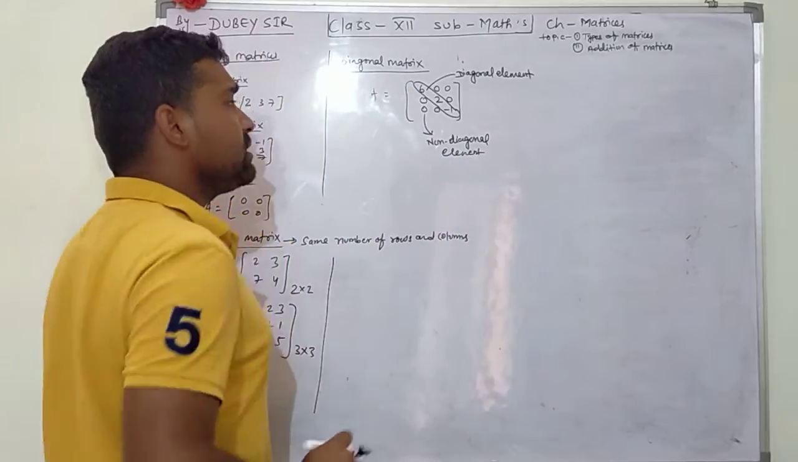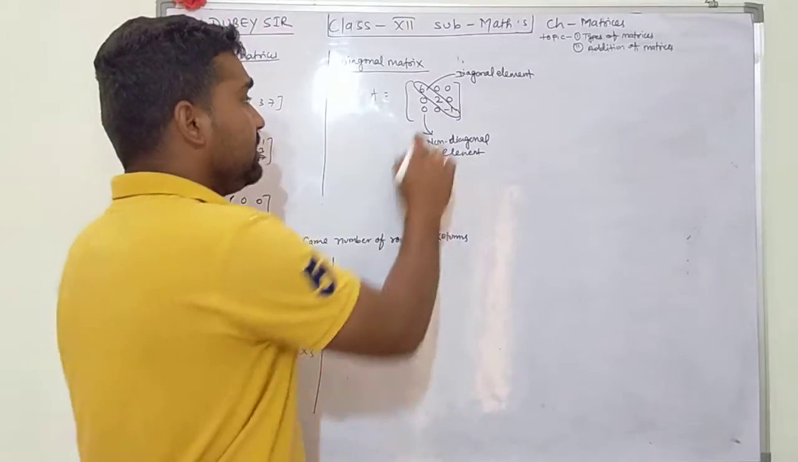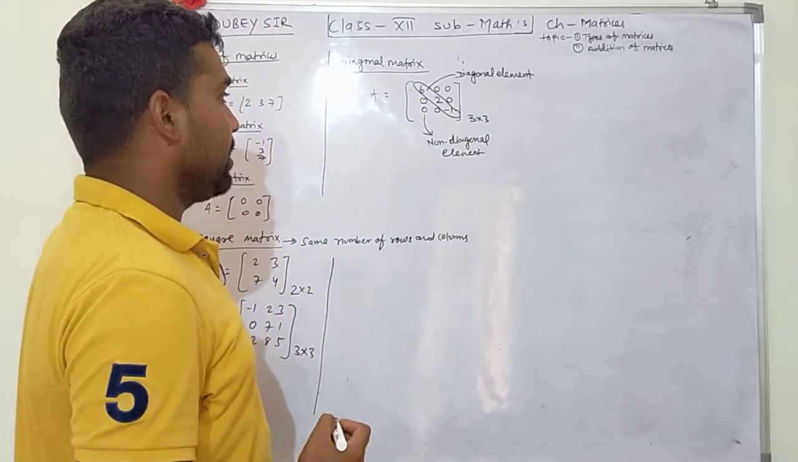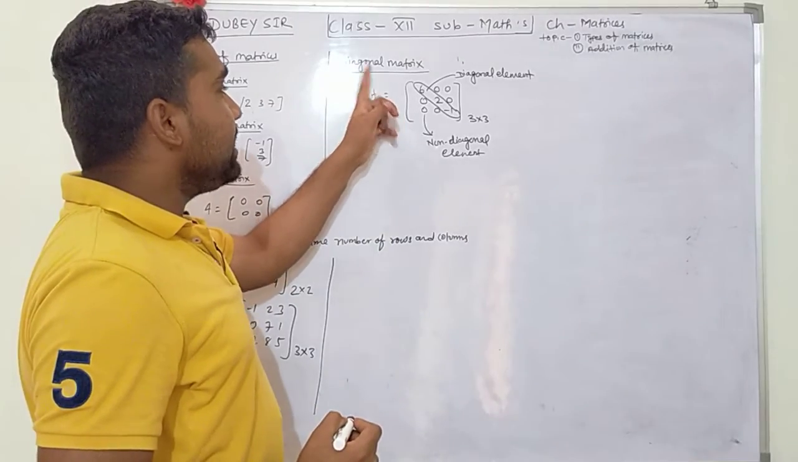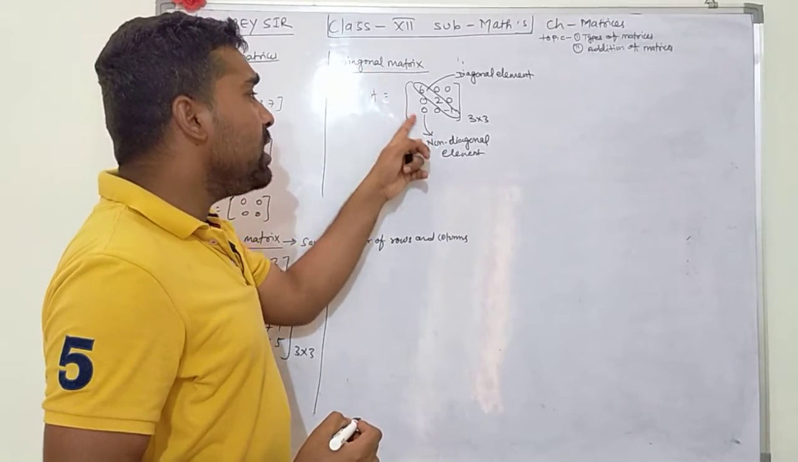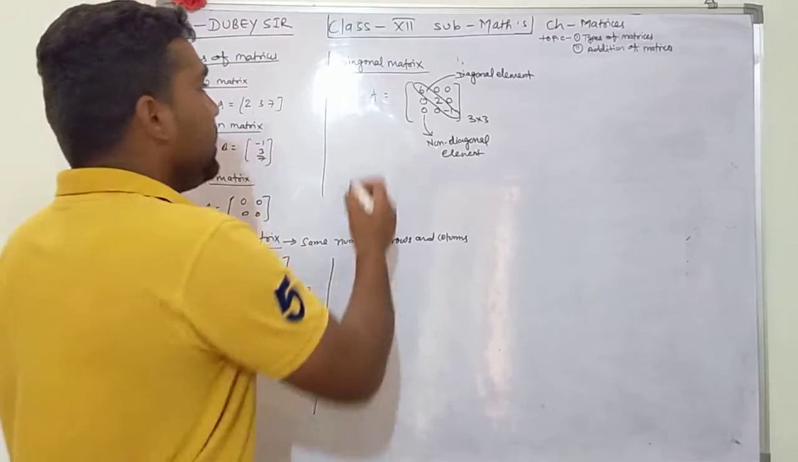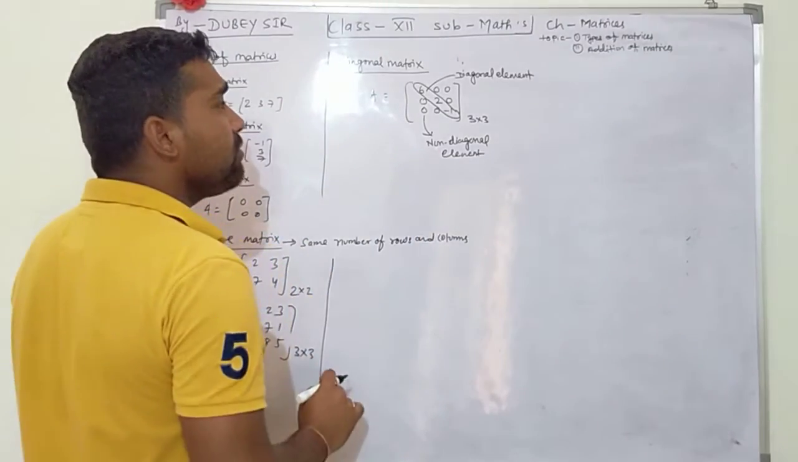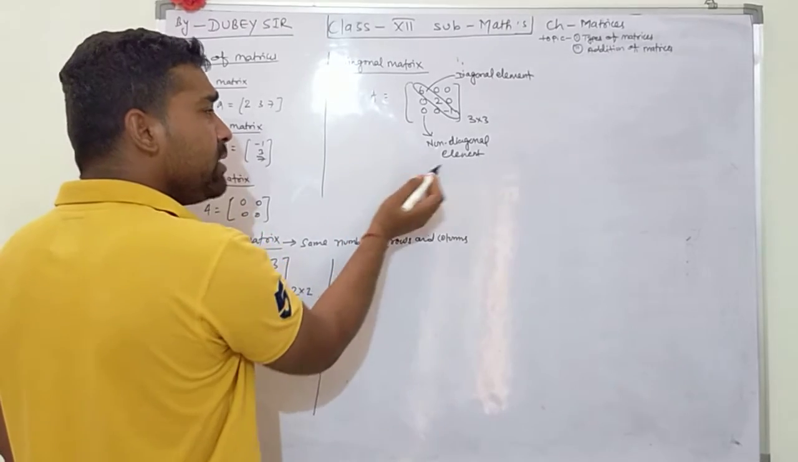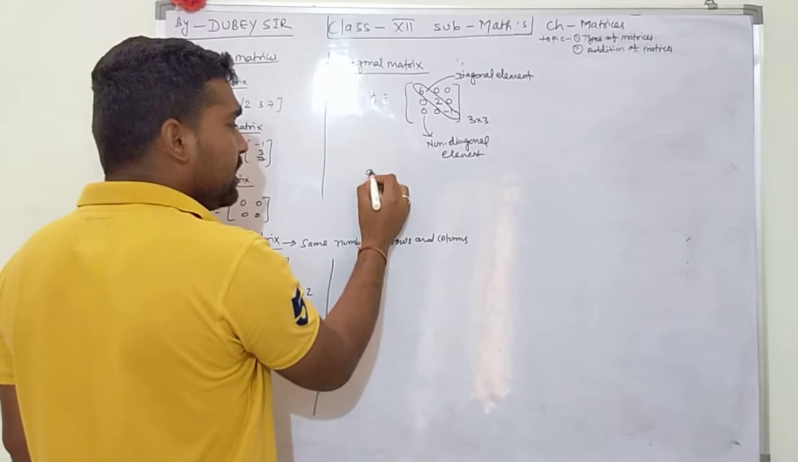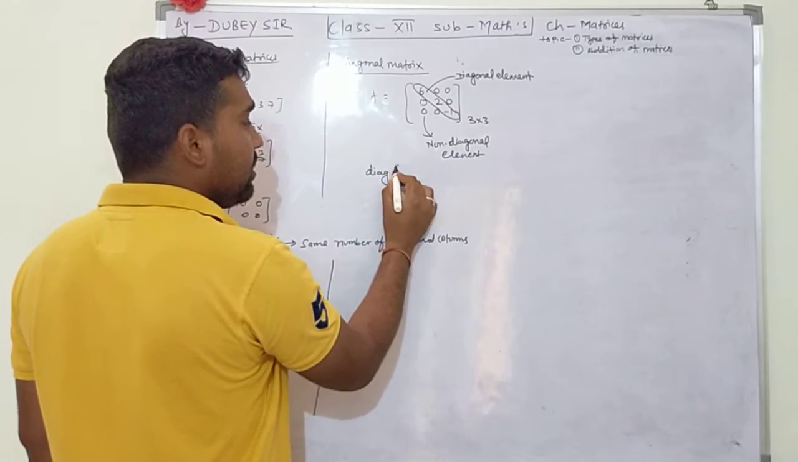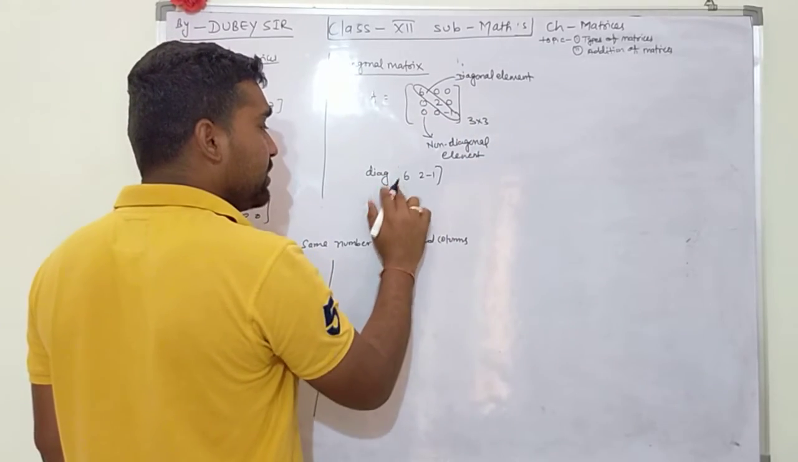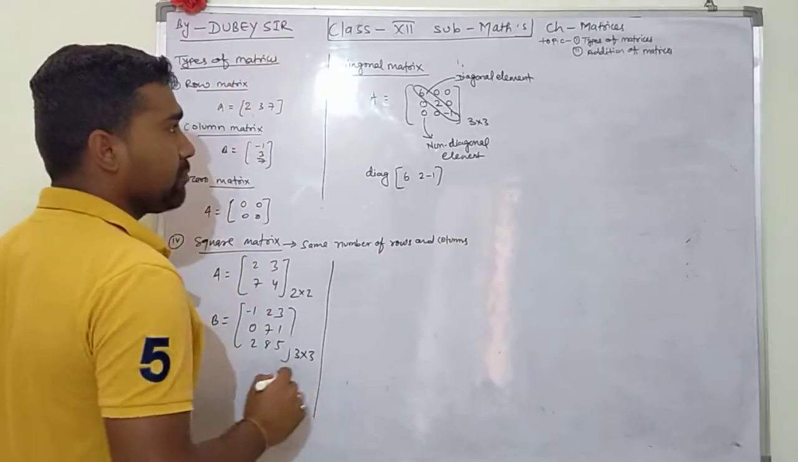What is a diagonal matrix? A square matrix. This is a square matrix. Why? Because it has order 3 by 3. A square matrix is said to be a diagonal matrix if non-diagonal elements are 0. Then it is called a diagonal matrix. These are examples of diagonal matrix. A diagonal matrix can also be represented in short as 6, 2, -1, like this.